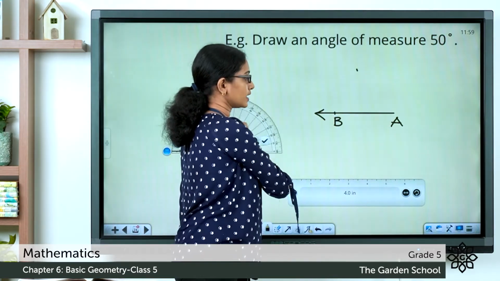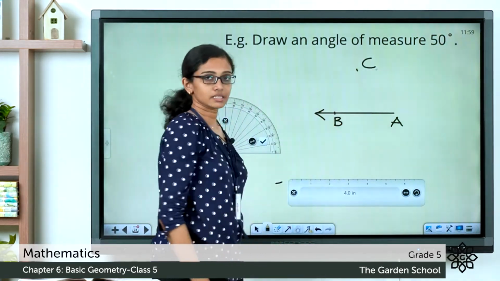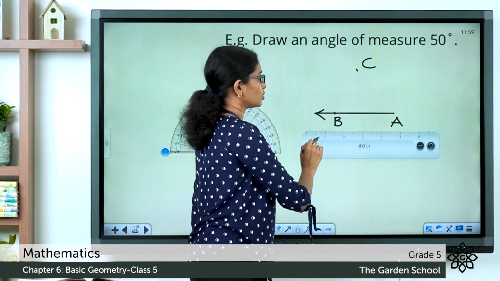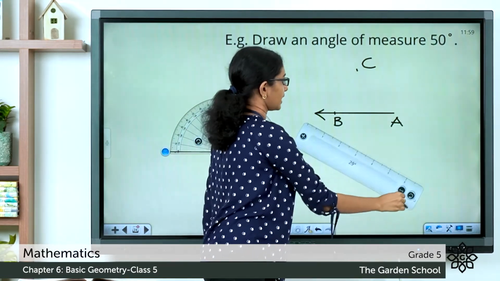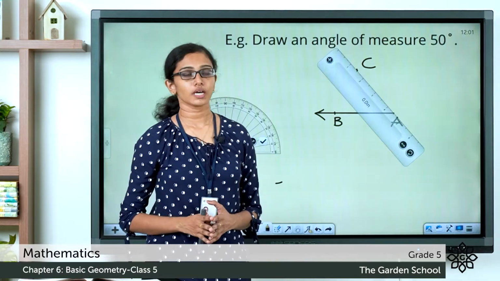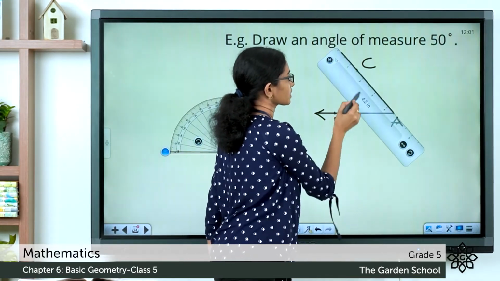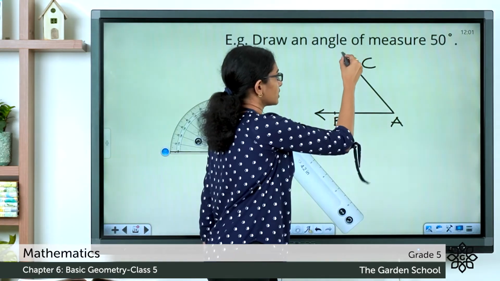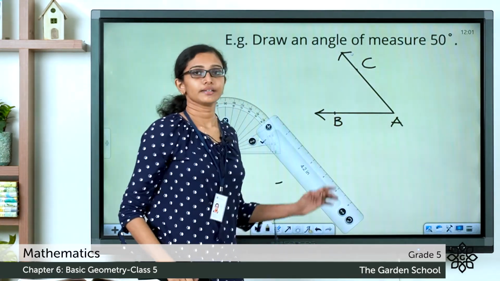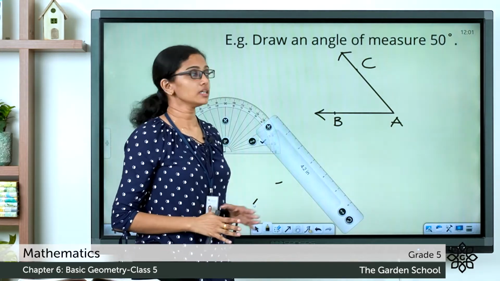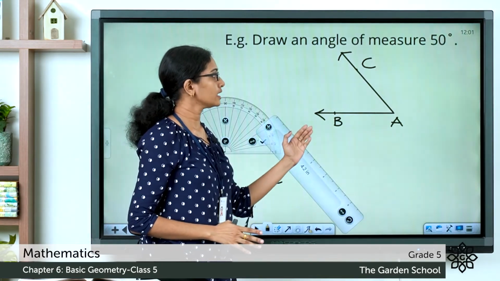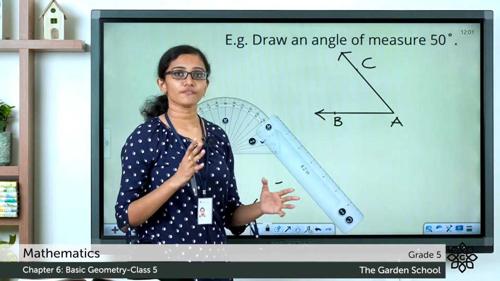Set aside the protractor, name the point, let it be C. Now the next step is to join the points A and C. Place the ruler properly and then join the points A and C. Set aside the ruler, draw the arrow mark. Now we have drawn an angle CAB or angle BAC which measures 50 degree.